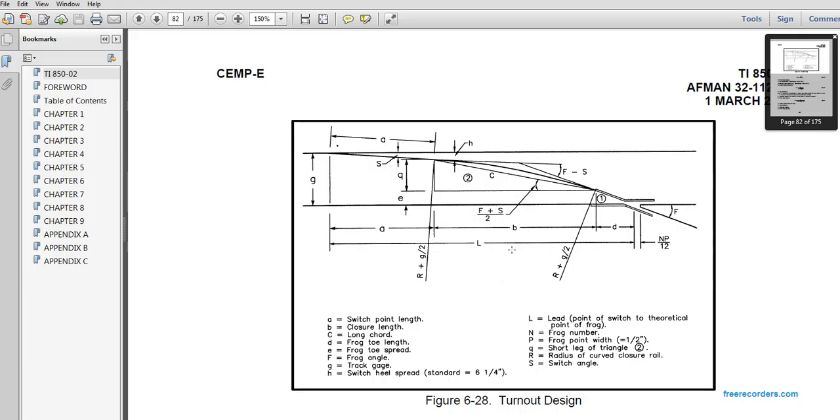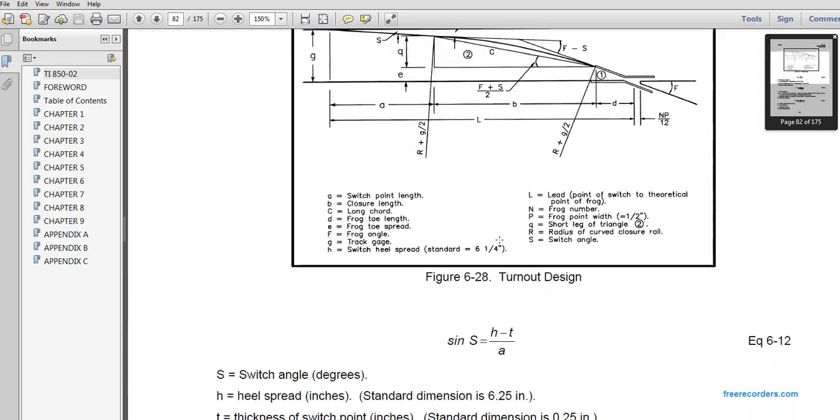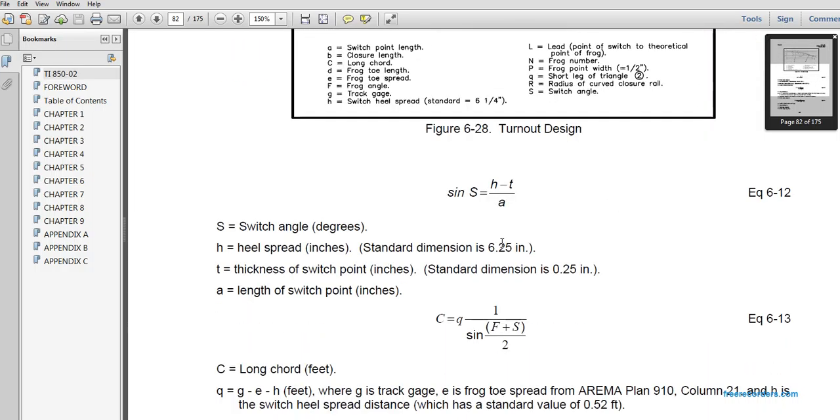S is the switch angle. H is the switch heel spread. G is the track gauge. F is the frog angle. Frog toe spread. Frog toe length. Long chord closure length. The switch angle in degrees is S.